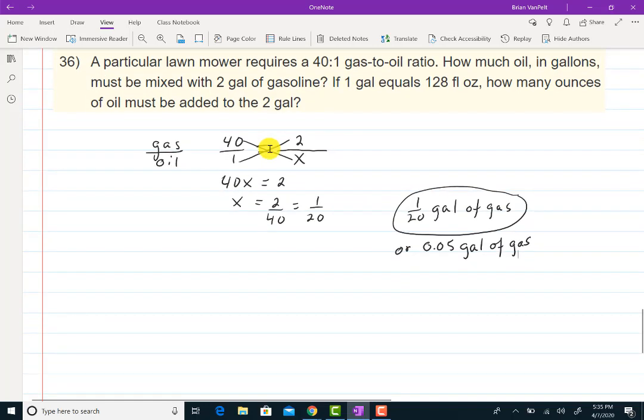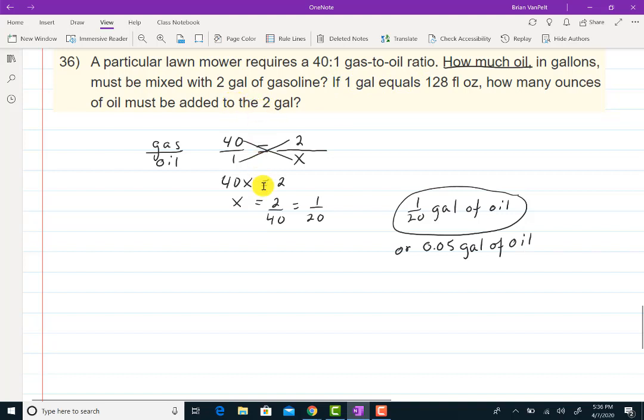So we want to change the amount of oil. Oh, I made a mistake too. How much oil? This x was in the oil spot. So I want, this is my mistake here, 1/20th gallon of oil, or 0.05 gallon of oil. And now, if 1 gallon is 128 fluid ounces, how many ounces must be added?